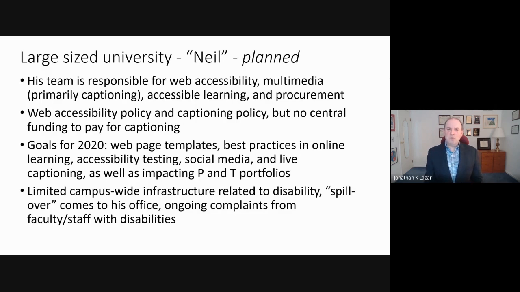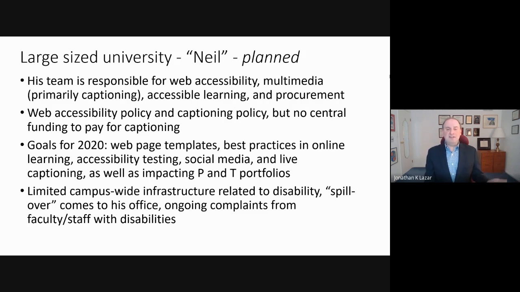Neil said one interesting problem at the large size university was that he has a pretty big team. He said, our team is in good shape, but overall, the campus has a really poor infrastructure related to disability. If you look at, for instance, the Disability Student Services Office, which is really common on most, if not all campuses, it usually has a different name on every campus, but the Disability Student Services Office is understaffed, underfunded, doesn't often do a great job.